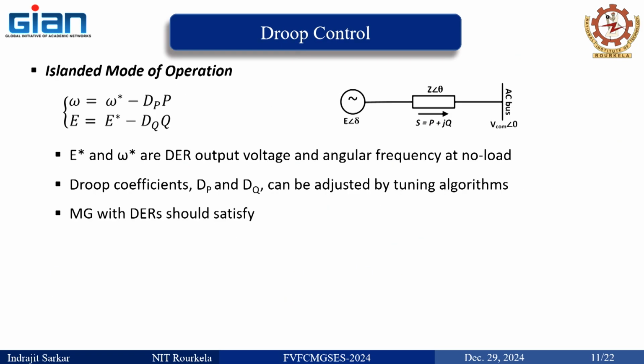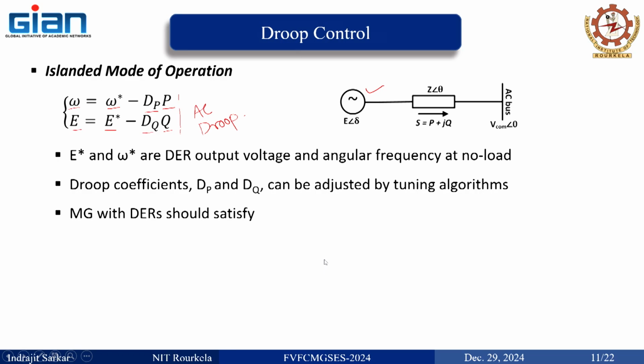Here you can see the frequency omega is omega star minus Dp, the droop coefficient of active power, into P, and E star is the voltage under no load, minus the droop coefficient for Q into Q, the reactive power. So these are the two equations for AC droop. That is why they mention that E star and omega star are the DER output voltage and angular frequency at no load, when there is no active and reactive power delivered. Based on that, the frequency and voltage are defined at no load. These are the droop coefficients, and these are adjusted.